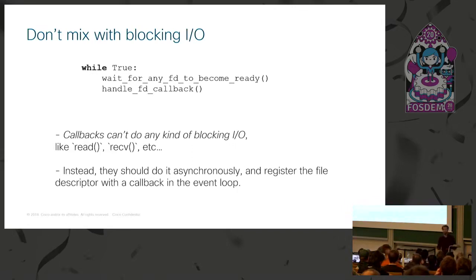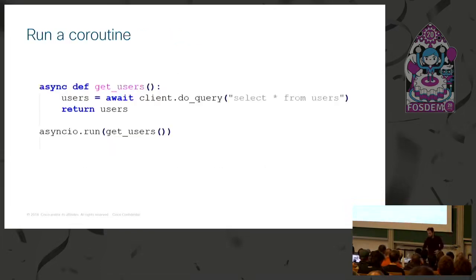So we should not do blocking I/O. Instead, we should do non-blocking I/O by registering a callback in that event loop, which will then execute when a response arrives, for instance. Now, these coroutines are an abstraction on top of event loops. It's pretty nice so that you don't have to think about all these callbacks, because otherwise you would end up with very ugly code.